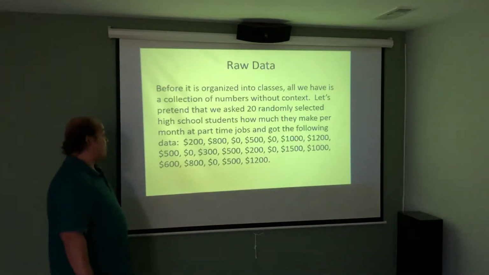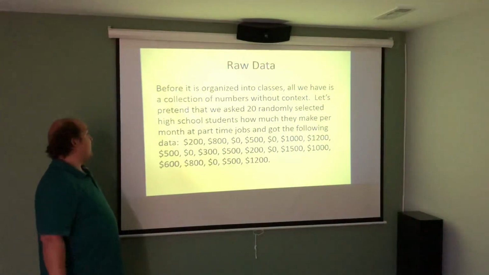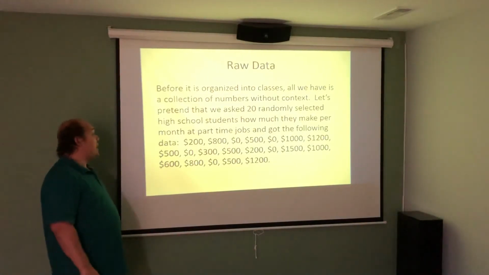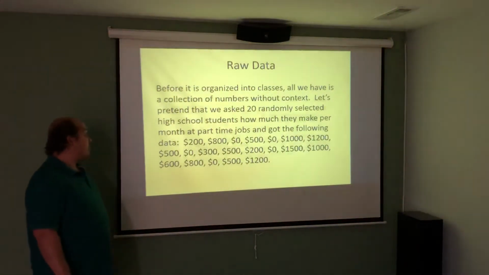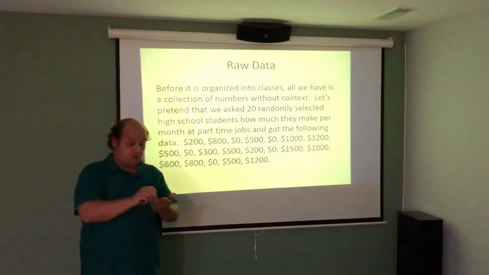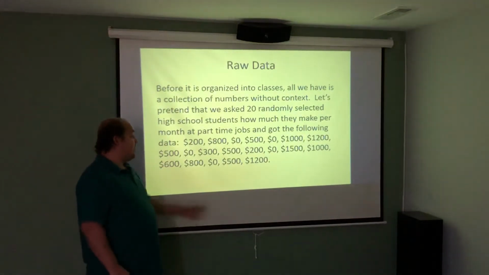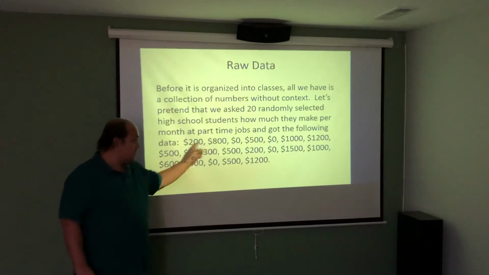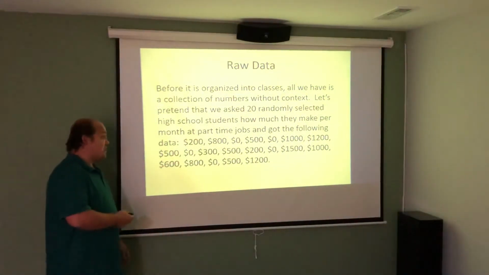First off, I'm going to take a raw data set. Again, this is fake data I made up, but this gives us something to work with. So before it's organized into classes, all we have is a collection of numbers without context. Let's pretend that we asked 20 randomly selected high school students how much they make per month at part-time jobs and got the following data. So I went up to 20 high school students and recorded in order what they said as their answer. First person told me they make $200 a month, next person 800, next person 0, and so on. Here they are listed by commas, everything that I got.